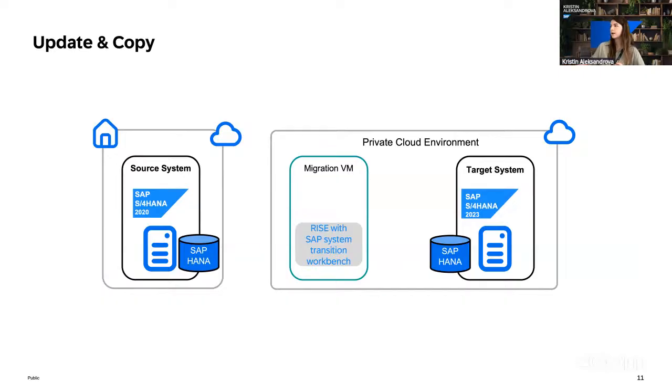But let's see a little bit of a mapping of how things would look. We will also see a demo on the exact approach, and just let's start from the beginning. So we assume we have an existing S4 system, let's say 2020, and we have a target in private cloud, which is 2023. It could also be 2025. At the beginning of the project, as part of the private cloud environment, you will get this migration server we mentioned, and on this migration server, the System Transition Workbench will be pre-installed and pre-configured.